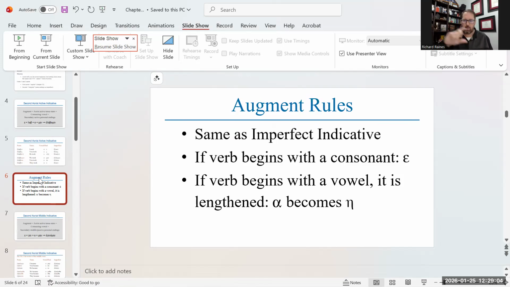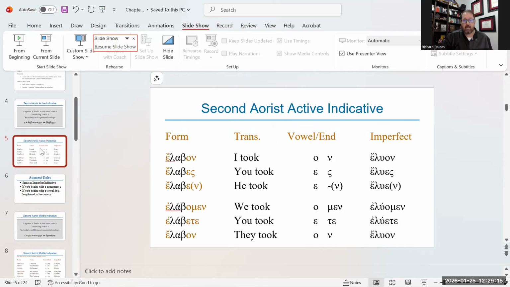And you got a whole list. We've covered them in previous chapters. You got a whole list of lengthened vowels. You can look back. I don't know the section, but you can look back on that. But that is the second aorist active indicative. Again, first, second, third person singular is elaban, elabes, elabe. And then first, second, third person plural, elabomen, elabete, elabon.